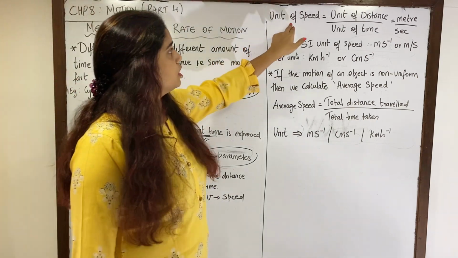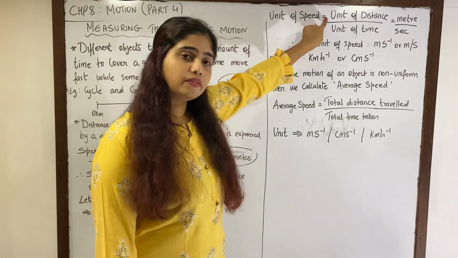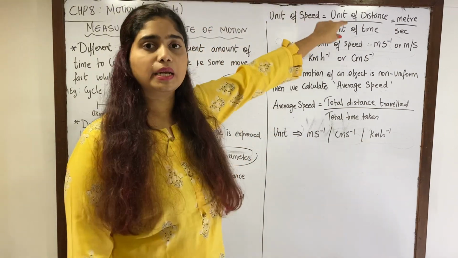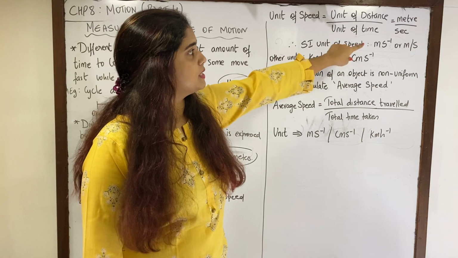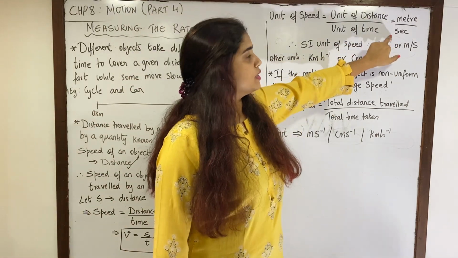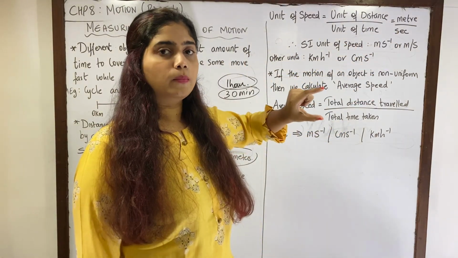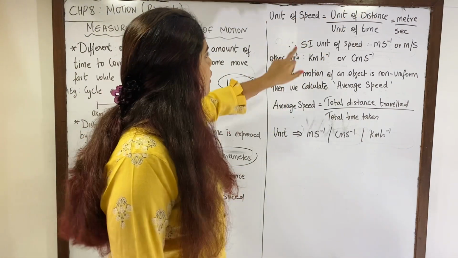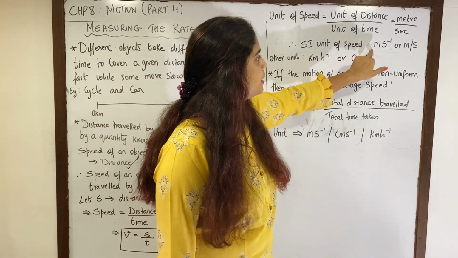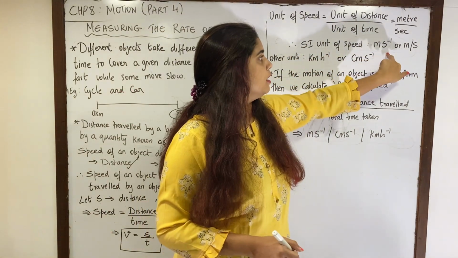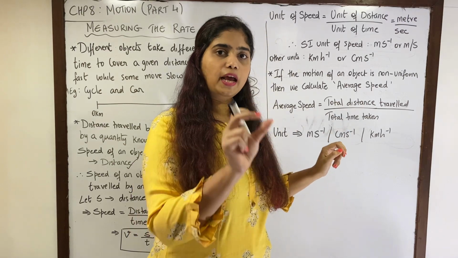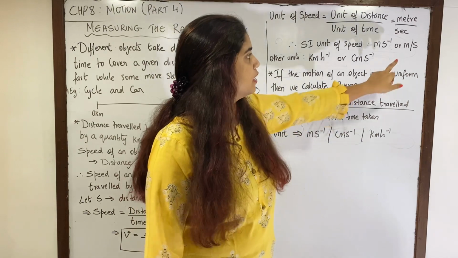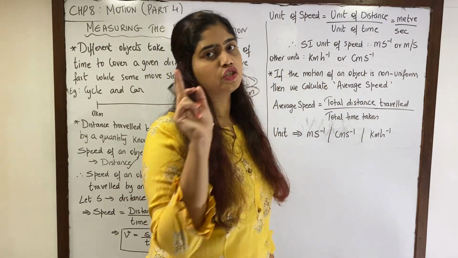Unit of speed is equal to unit of distance divided by unit of time. Okay, so we know unit of distance is meters and unit of time is second, so it becomes meter upon second. Now the second is in the denominator, so when we take it to the numerator, it gets reciprocated. So therefore the SI unit of speed is meter per second. You can write meter per second as small m, small s with a superscript of -1, or you can write it as small m slash small s.